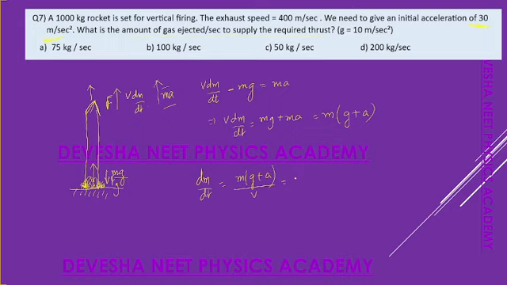The mass is 1000, the gravity is 10, plus the additional acceleration is 30, divided by v, which is 400 meters per second. So this goes away. This is equal to 10 divided by 4 into 40, so this is equal to 100 kg per second. This is the answer for this case. It means 100 kg of gas per second has to be ejected.